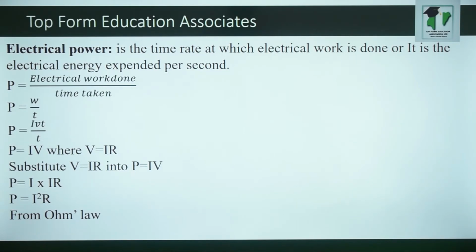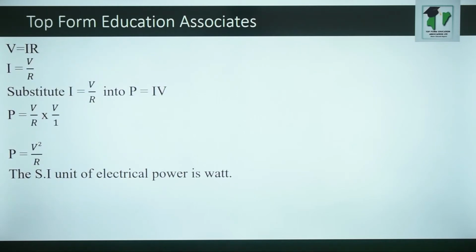Now, from Ohm's law, V is also equal to IR. If you make I the subject, the formula is I equal to V over R. Substitute I equal to V over R into P equal to IV. We've gotten that P is equal to IV. Now substitute I equal to V over R. Wherever you see I, you now put what? V over R. Is that okay?